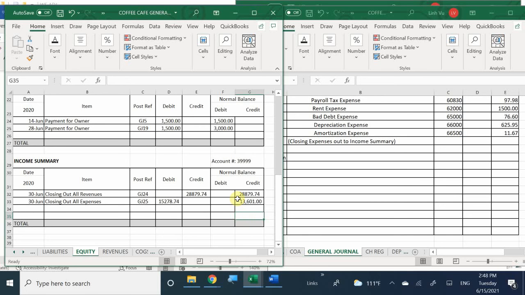So what's the next step here? Where do we need to zero out our income summary to?